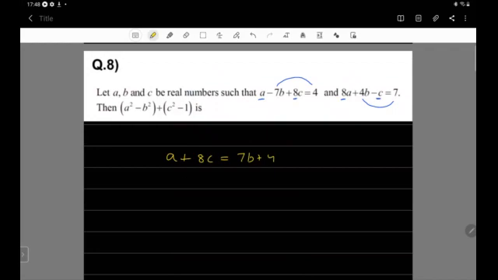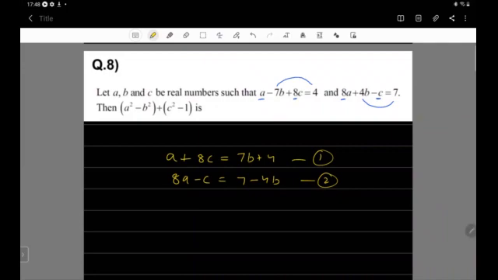Let's shift 7b to right hand side. Let's shift 4b to right hand side. And why I did this? Because now if you look at these two equations, compare left hand side to left hand side, right hand side to right hand side, only these coefficients are switched.